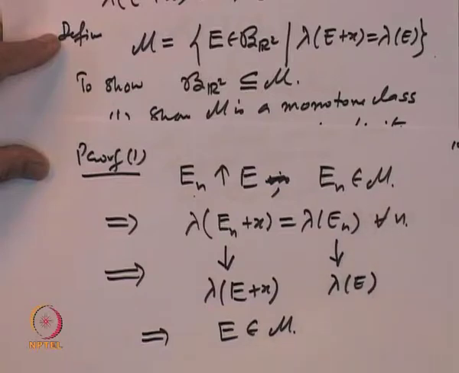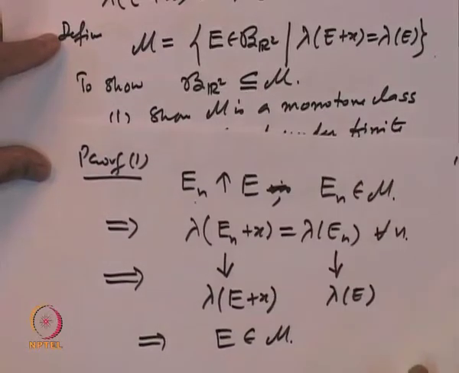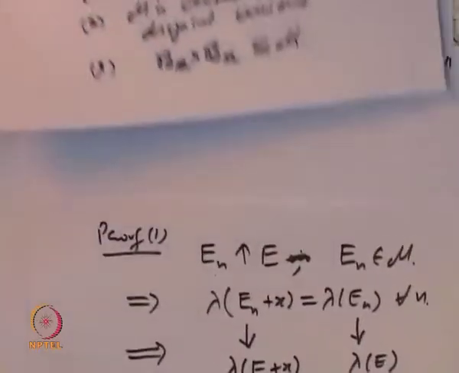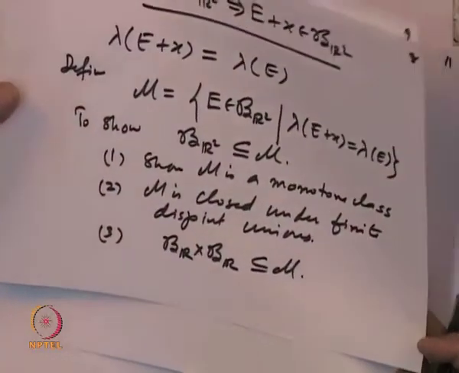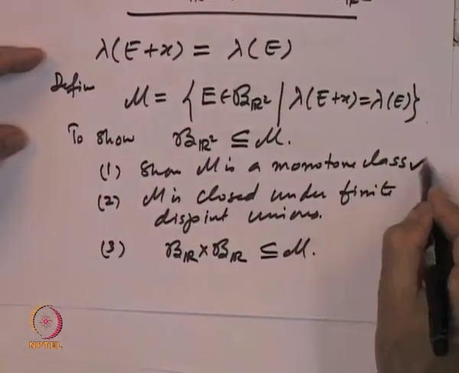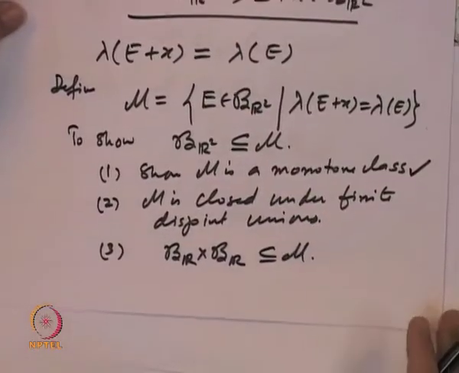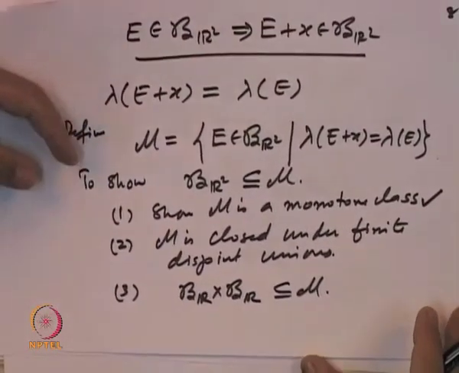So, that will prove the fact that M is a monotone class. That is okay. Now, let us show that M is closed under finite disjoint unions.